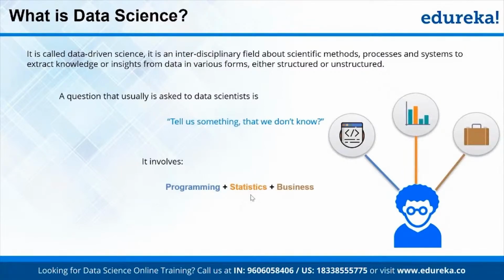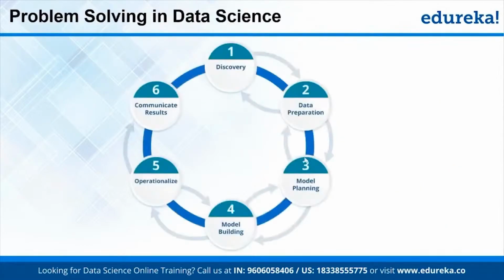A question that is usually asked of data scientists is, tell us something that we don't know. And how would you do that? First of all, you need to have good domain knowledge. Then you need to know statistics, and then you will be writing programs to understand the relation. So as a data scientist, you need to have expertise in statistics, programming, and also domain knowledge.